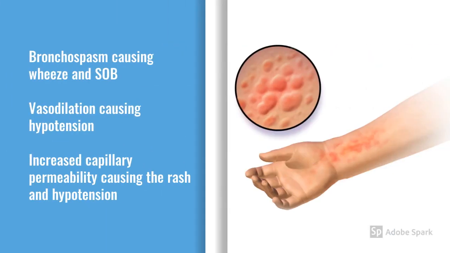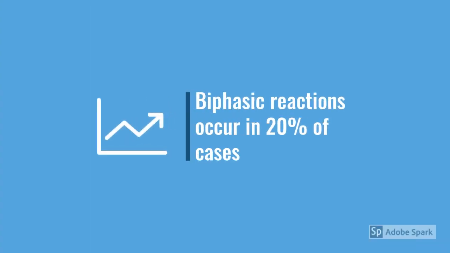So you get bronchospasm, which causes wheeze, shortness of breath. The histamine certainly causes vasodilation and decreased vascular tone, which can cause the hypotension, and then you get increased capillary permeability, so that's where you get the rash from, and that's also contributing to the hypotension. The other key thing to note is the biphasic reactions, and they occur in about 20% of patients.